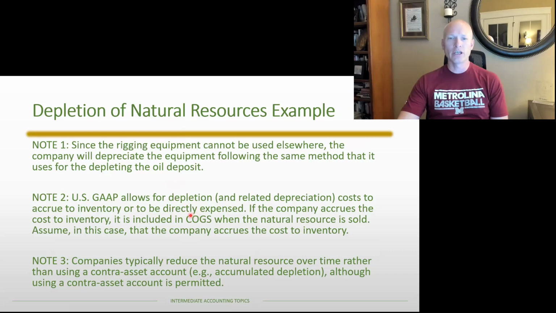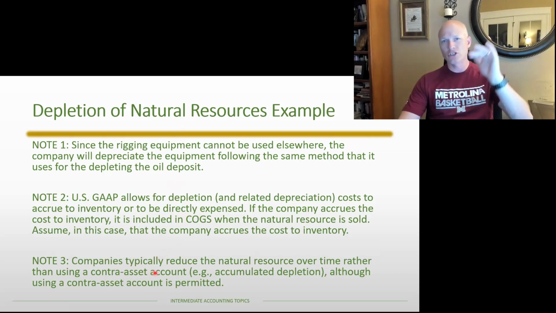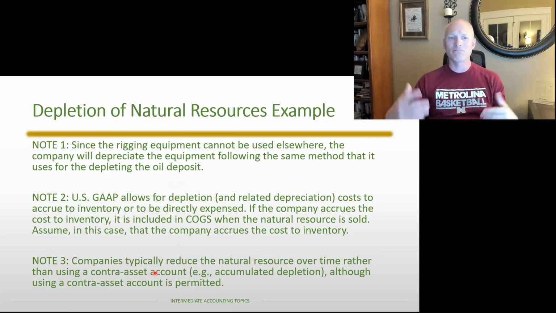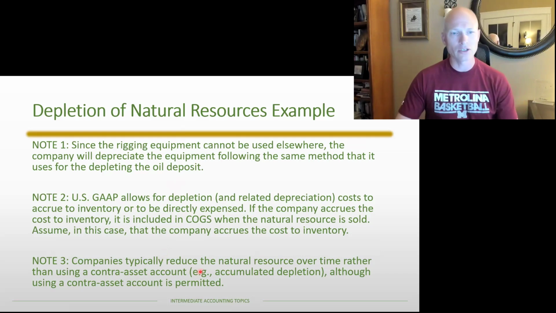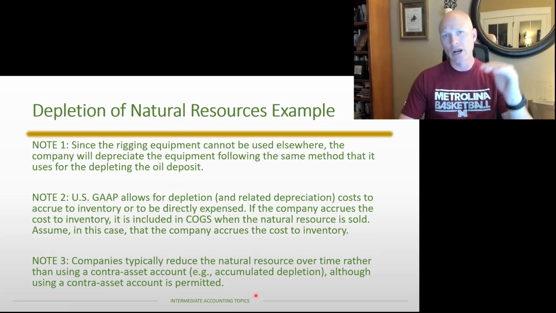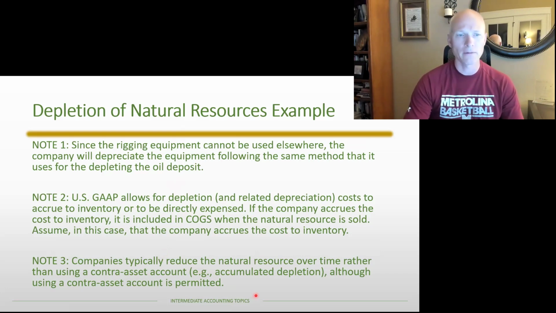And that's how we're going to treat it here: we're going to accrue it to inventory. And then note 3 is usually what you're going to do, which is just directly reduce the asset, the natural resource, rather than having some sort of contra asset account like accumulated depletion. So you can use a contra asset, but most companies just directly reduce that natural resource account. So that's what we're going to do as well.